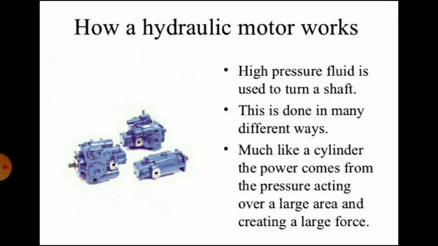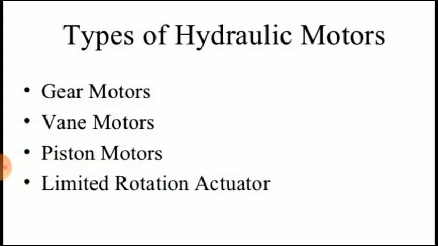It is compact, a wide range of speed is available, and frequent starting, stopping, reversing and sudden stops are possible with control valves. It can provide variable torque by the use of pressure control valves. High pressure fluid is used to turn a shaft. This is done in many different ways. Much like a cylinder, the power comes from the pressure acting over a large area and creating a large force. Now the types of hydraulic motors: gear motors, vane motors, piston motors and limited rotation actuator.